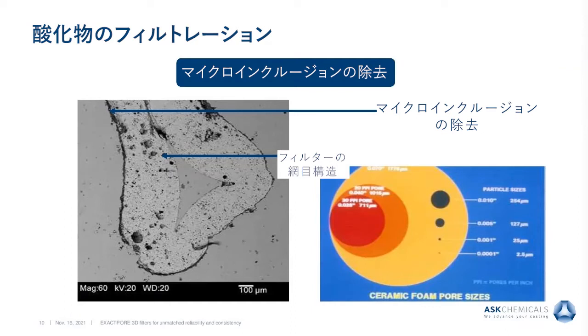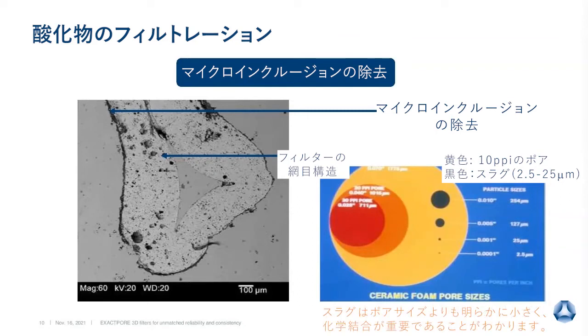The bottom right representation shows the area of a filter web versus the oxide particulates that it's capturing. The yellow area represents a 10 ppi foam structure, which this filter is. The two smallest black dots represent the inclusions of 2.5 microns and 25 microns. It's pretty easy to see that these inclusions are too small to be physically removed. Oxide bonding or chemical bonding to the filter web needs to occur for these materials to be removed.